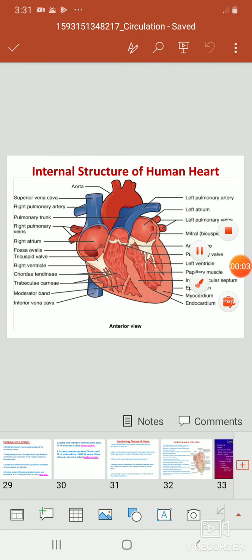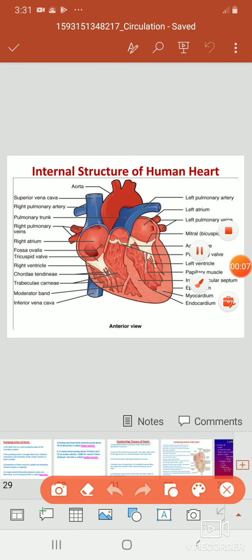Hello friends, in the previous video we showed the external structure of a human heart. Now let's start with the internal structure of the human heart. As we have shown, the heart is made up of four chambers: the right atrium, left atrium, right ventricle and left ventricle.